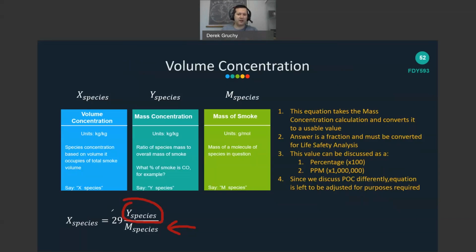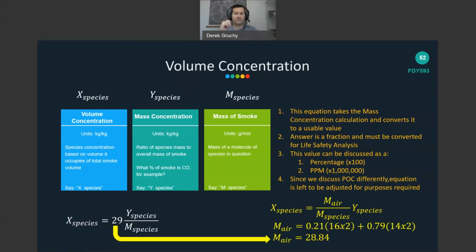And then we're multiplying by the 29 there. And that 29 is really just the molar mass of the air. Okay, so we know that there's 21% oxygen, 79% nitrogen in the air. And then we know that nitrogen's 14 and there's 2 of them, oxygen 16 and there's 2 of them. And we do that math and we end up with the molar mass of 28.84. Okay, so that's what that 29 is.